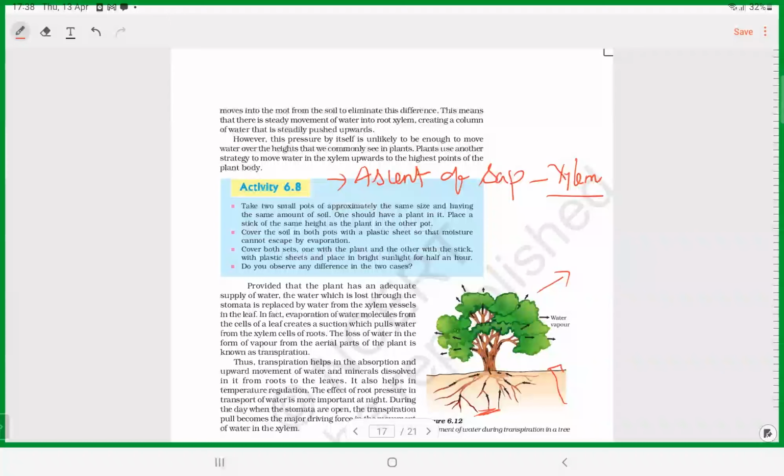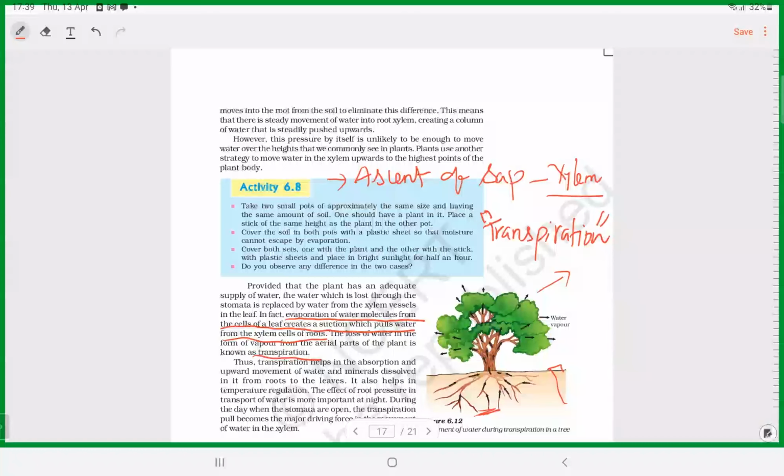And another one is actually called what? Transpiration. What supports the movement? The second important thing is transpiration. What is transpiration? Evaporation of water molecules from the cells of leaves, in the aerial part of the plant. Water is absorbed, transported through xylem to the leaves, and because of the sunlight energy and temperature, water is evaporated. That process is called transpiration.